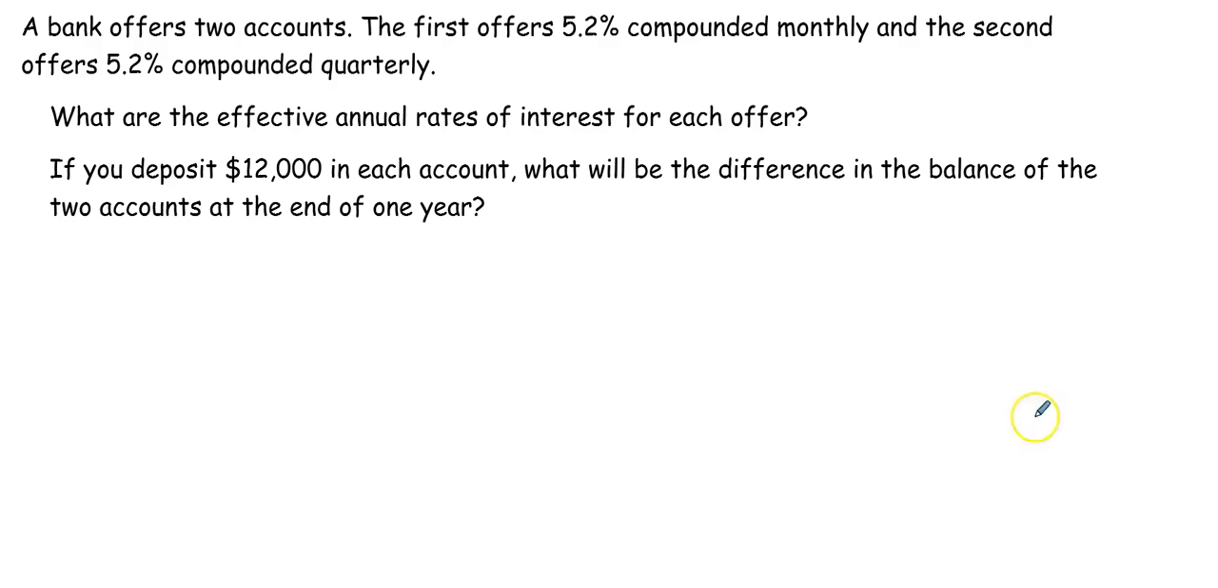Then I have one similar problem here, but just the numbers are changed. Instead of 4.6%, we gave 5.2%, and one is monthly and the other is quarterly. We didn't change that, and a deposit of 12,000 instead of 10,000. So please try to work it out. You will get the result. Thank you. Thanks for watching.